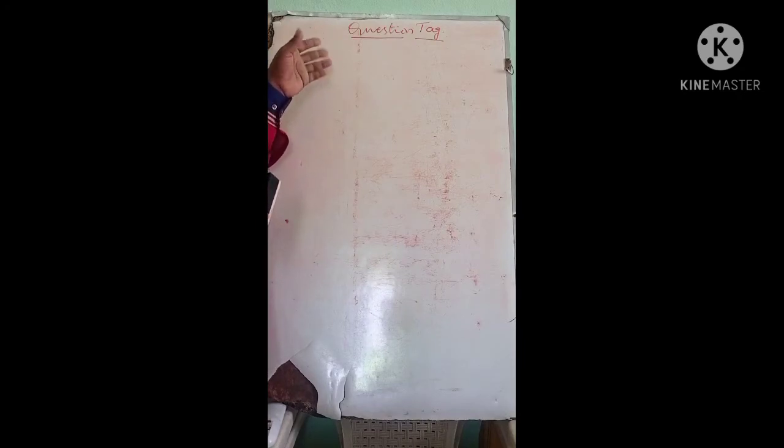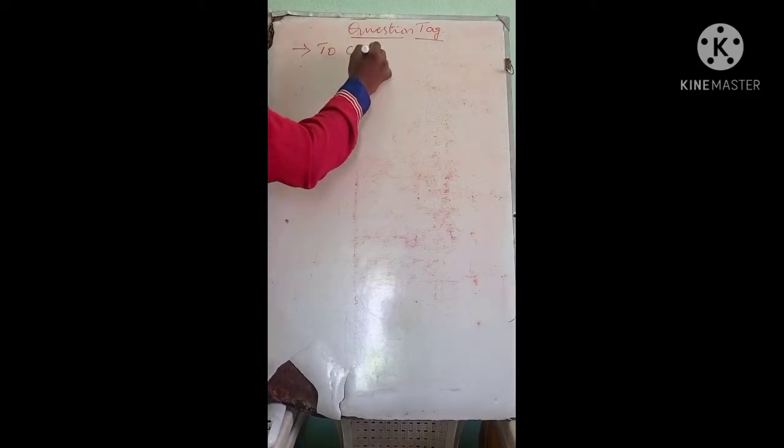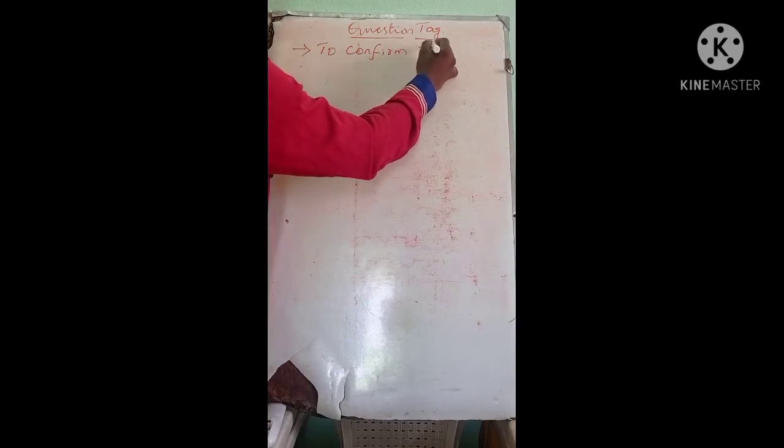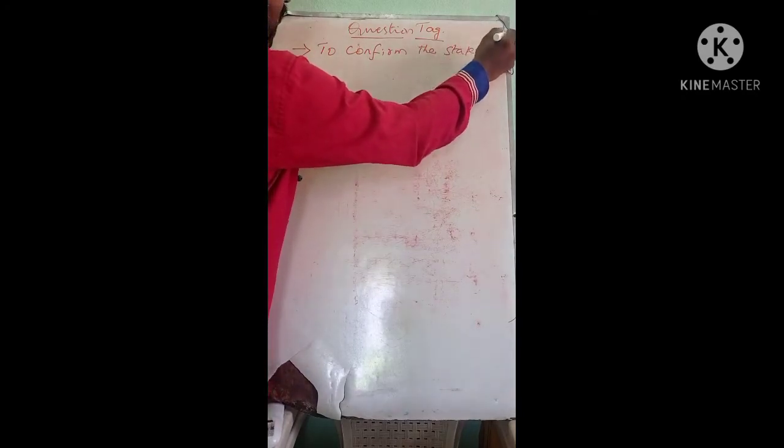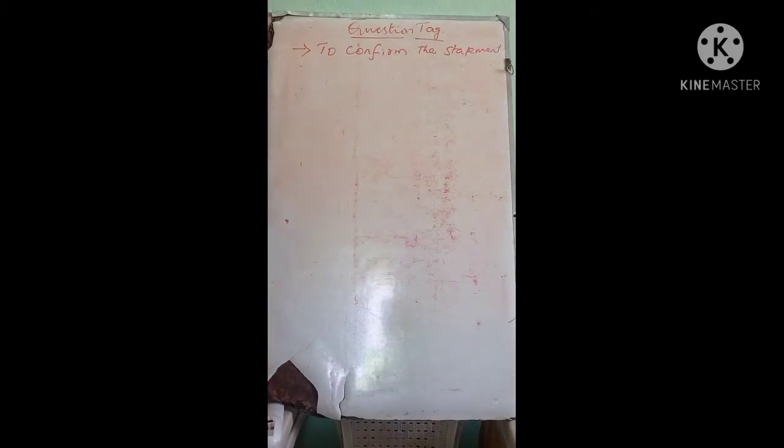First of all, we should know what a question tag is, or the purpose of asking a question tag. The purpose of asking a question tag is to confirm the statement. You know very well the meaning of confirm: getting a confirmation. And the statement is an ordinary sentence which gives ordinary information. Otherwise it's also called an assertive sentence. Clear?